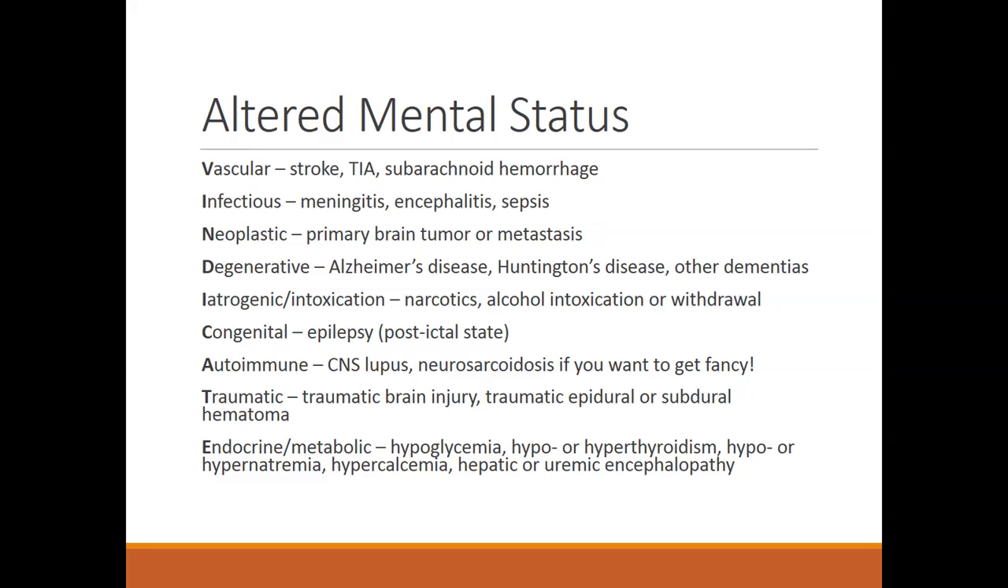So vascular, it could be a stroke, it could be a TIA, a subarachnoid hemorrhage. Infectious, it could be meningitis, encephalitis, it could be sepsis. It could be epilepsy, postictal state. It could be CNS lupus. It could be neurosarcoidosis. It could be a traumatic brain injury, traumatic epidural or subdural hematoma. I mean, the list goes on and on, okay? There's a large list here.